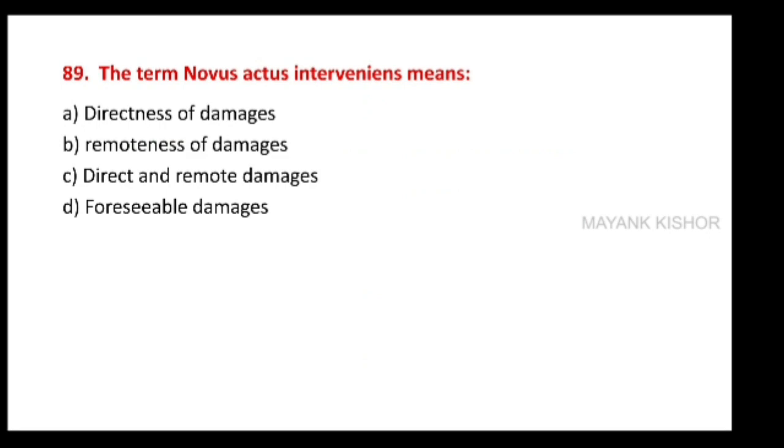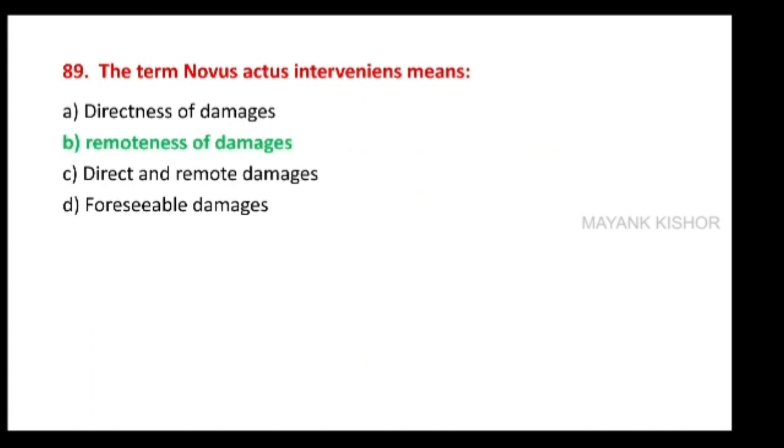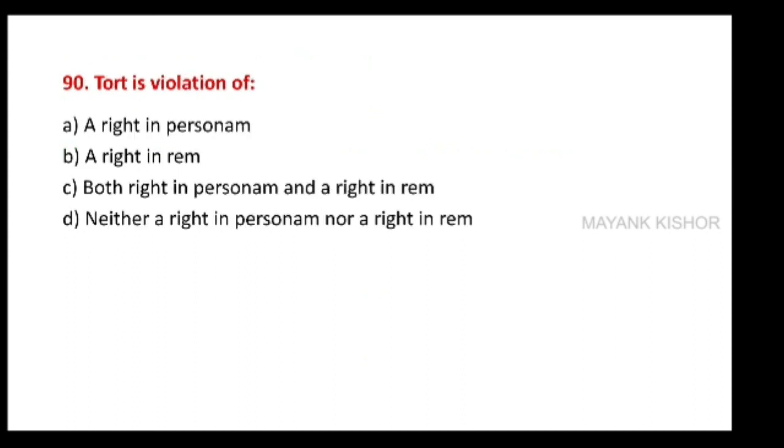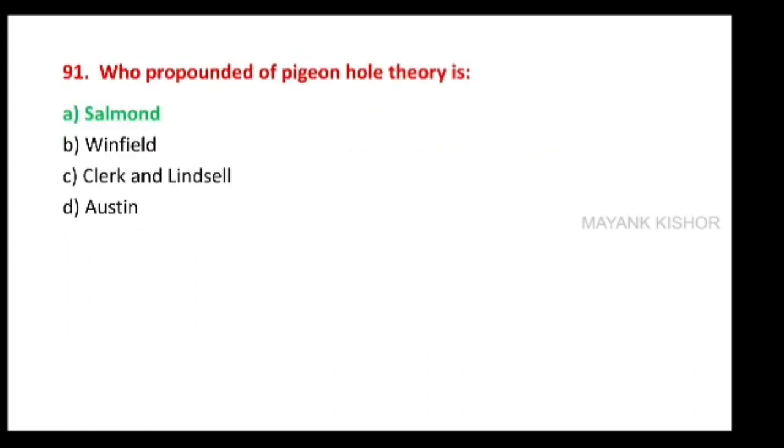The term novus actus interveniens means option A directness of damages, option B remoteness of damages, option C direct and remote damages, option D foreseeable damages. And the correct answer is option B. The term novus actus interveniens means option B remoteness of damages. Next question, question number 91.